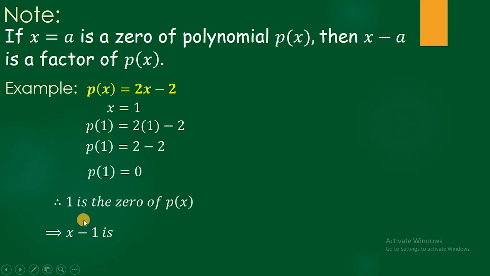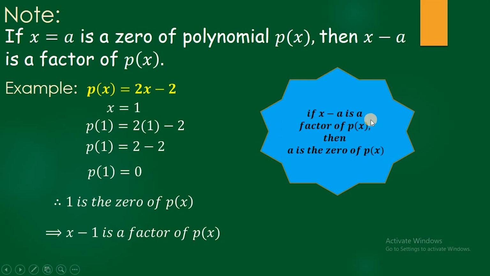Now, this also implies that x minus a is a factor of p of x. And we have learned about factors and multiples in our lower classes. For example, 2 is a factor of 6 because 2 can divide 6 giving the remainder 0, isn't it? So here x minus 1 is a factor of 2x minus 2. If you divide 2x minus 2 by x minus 1, it should give the remainder 0.